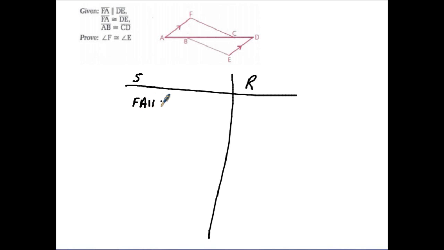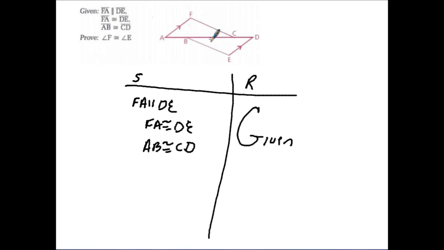FA is parallel to DE. FA is congruent to DE. And AB is congruent to CD. Those are all of our givens. I put in my congruency markings as well. We have congruency here, and we have congruency here. Now we do have some options here, so I want to be careful with what I decide to do.